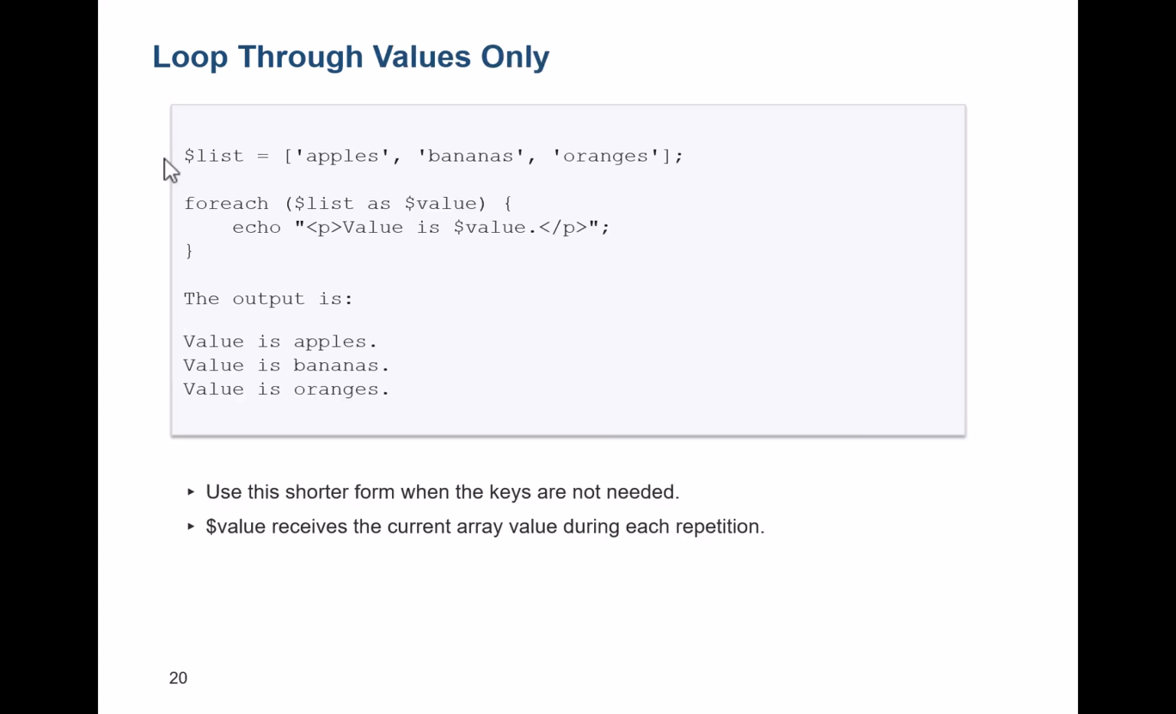Sometimes we do not need the keys. We only need each value. Here is the same array. To retrieve only the values, use one variable after the as keyword. During each repetition, the $value receives the current array value. The output is value is apples, value is bananas, value is oranges. Use this shorter form when the keys are not needed. Use the key and value form when both pieces of information are important.